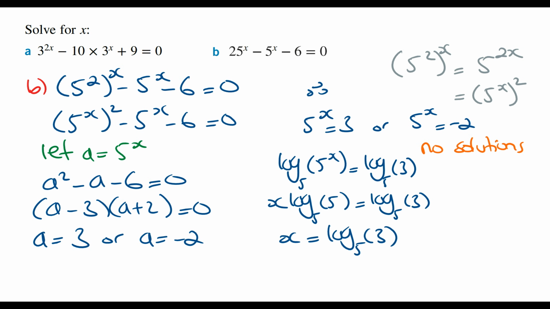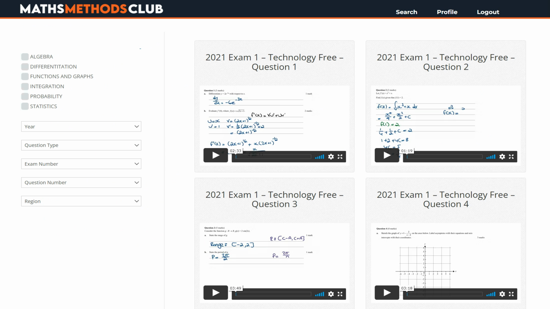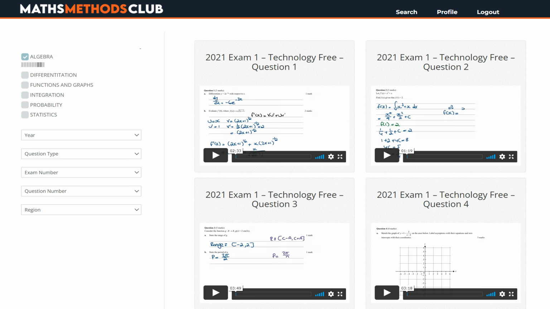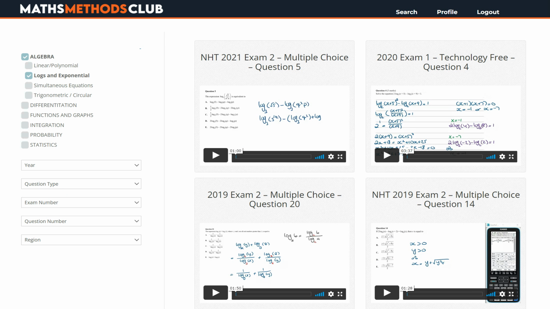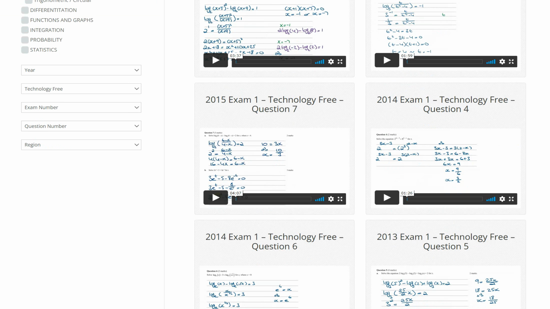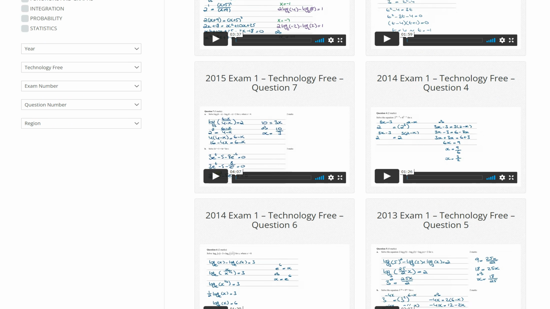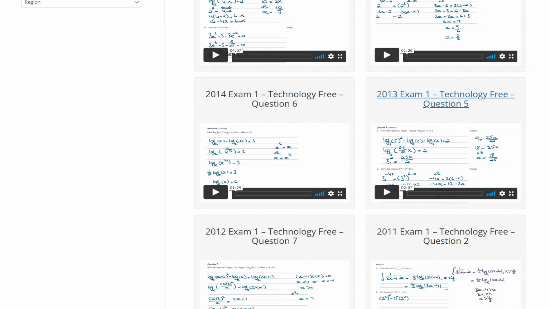Now that you know how to answer these types of questions, you can try exam questions related to this topic. Log into the Maths Methods Club and from the main topic select Algebra. And then select Logs and Exponentials. Group the questions by Tech Free and see if you can answer 2015 Exam 1 Question 7, the 2014 Exam 1 Question 4, and the 2013 Exam 1 Question 5.